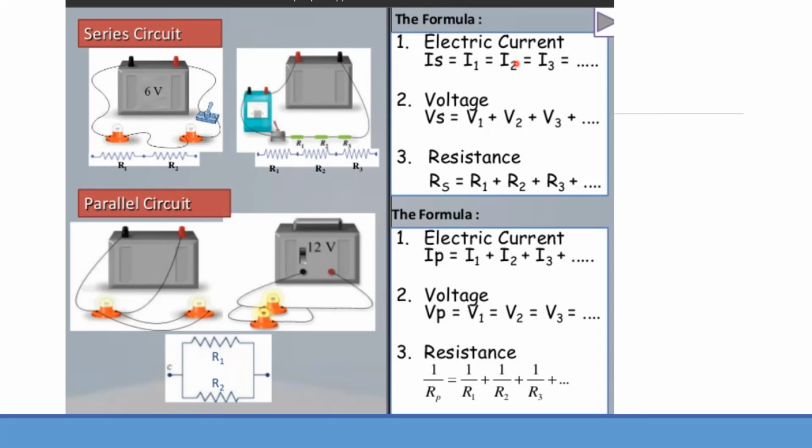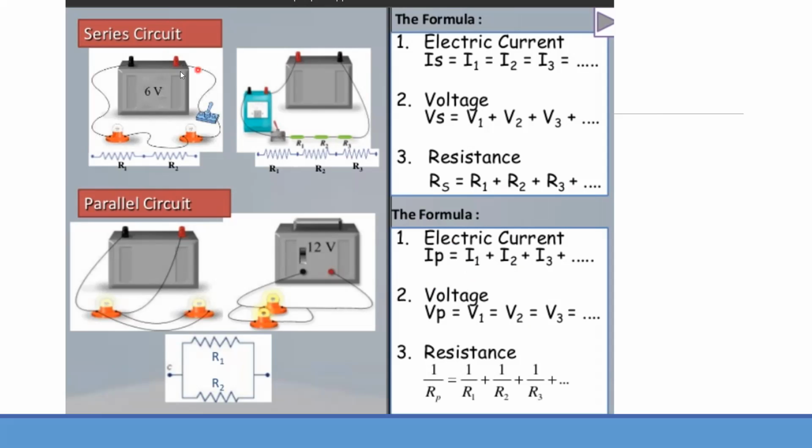The voltage here will be divided. So the total voltage in series is V1 plus V2 plus V3. And the resistance here is R1 plus R2 plus R3. This is for the series circuit, but in parallel, the current will be distributed. We call it a current divider. So the current in the parallel is I1 plus I2 plus I3.